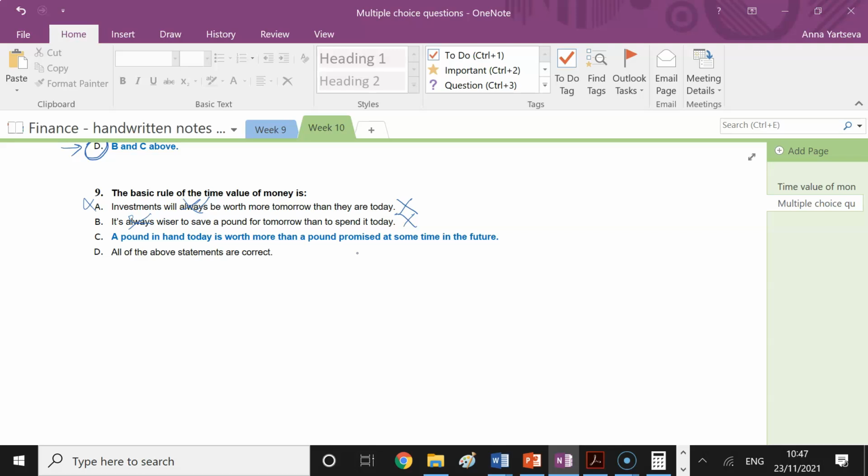A pound in hand today is worth more than a pound promised at some time in the future. Yes, this is correct because there is always a risk that it will not be paid. If it's promised, it doesn't mean that you will receive this money. So it's better to receive now. There is less uncertainty, so it's more beneficial. All of the above statements are correct? No, because A and B are not correct. So C is the correct option here. So these are our multiple choice questions.